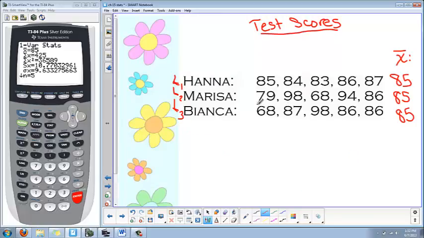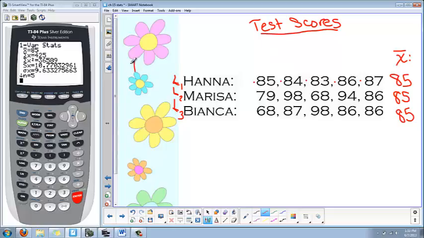So if you look at Hannah, Hannah's scores are all around 85. She had an 85, she had an 84, she had an 83, an 86, and an 87. So what I see when I look at Hannah is 1, 2, 3, 4, 5 scores that are all around the same range. They're all really close to 85. It looks to me like Hannah is a really consistent student. It looks like all of her test scores are right around the same range.